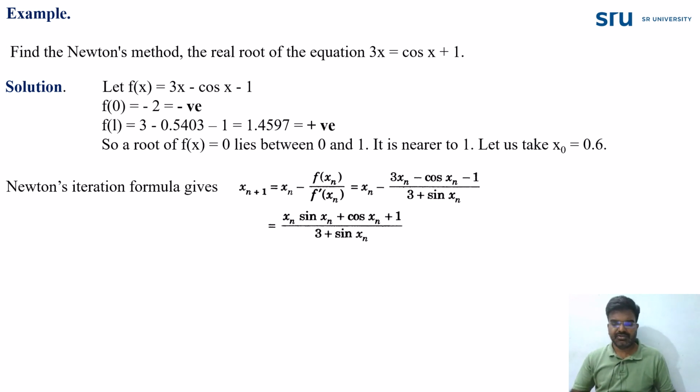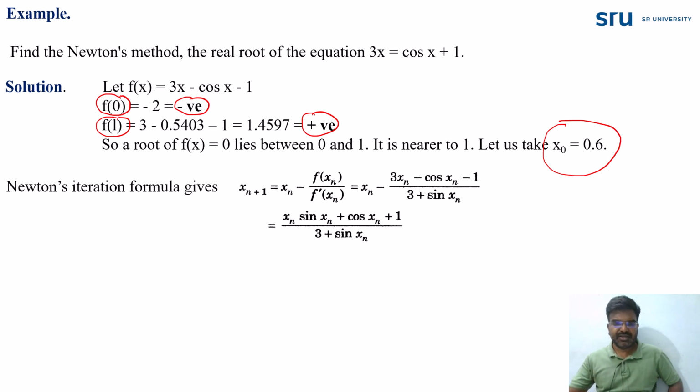Now you can see here, at x equal to 0, the function is negative. At x equal to 0, the functional value is negative. At x equal to 1, the functional value is positive. Means the root of the function lies in between 0 and 1. Now we can take the initial approximation of the root, that is x naught. You can take the initial approximation of the root any value from 0 to 1. So I am taking x naught equal to 0.6.